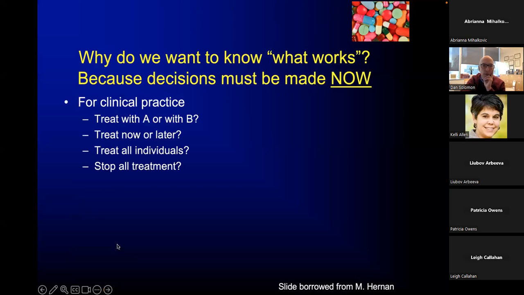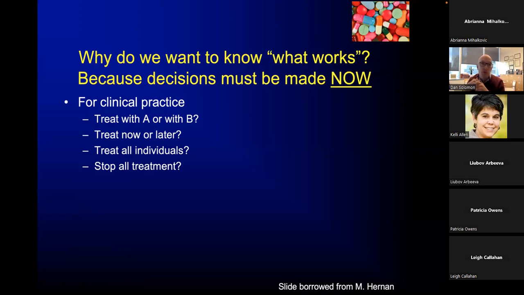Obviously for clinical practice, we need to understand whether we're treating with A, methotrexate, or B, Enbrel, or A, Fosamax, B, denosumab for osteoporosis. Do we need to treat the patient now, or can we wait? That's obviously an issue for osteoporosis, where patients might have a known low T-score, so they have weak bones, fragile bones, but they probably at age 40 aren't going to fracture. We might not need to treat them until they're 60, for example.